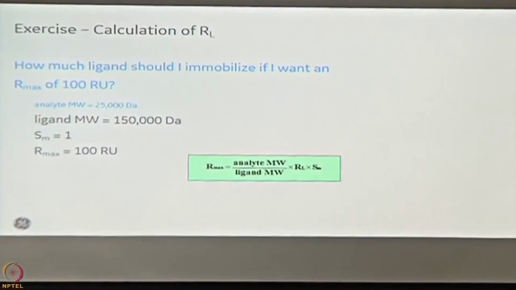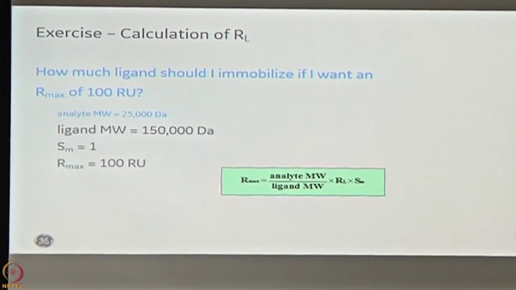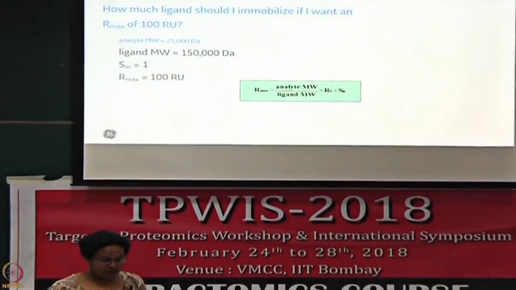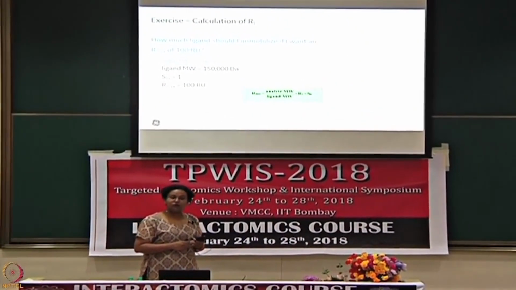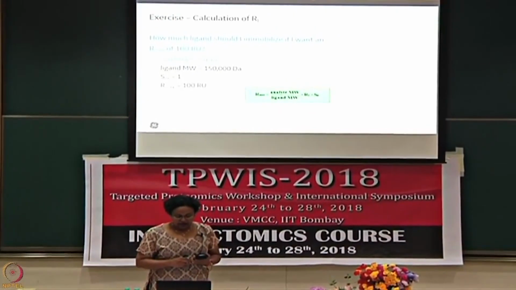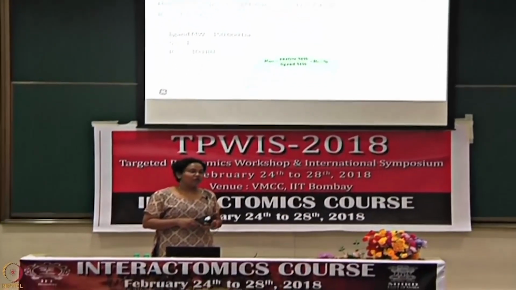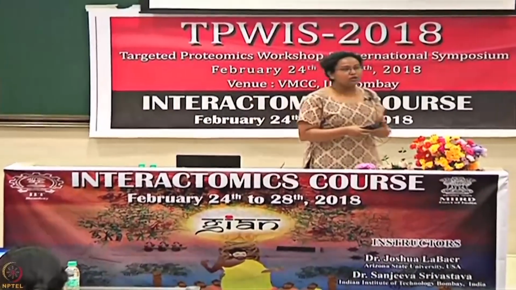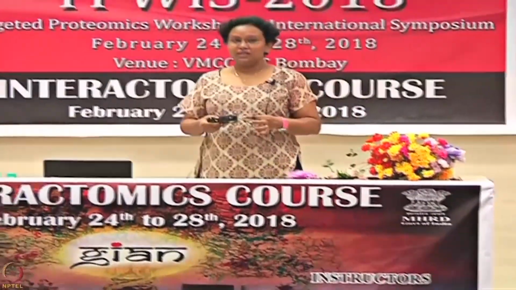So, there is a small exercise if you would like to do, hopefully it will wake you up if you guys are sleeping. Say for example, we have a ligand that I would like to immobilize and I would like to work at an Rmax of 100, okay, and the molecular weight of your analyte and ligand are given. Your ligand is a mAb, like 150 kilodalton, your analyte is 25 kDa, stoichiometry is 1, and I would like to reach an Rmax of 500, right. So, how much RL, how much ligand should I immobilize? Anybody? 600, right.